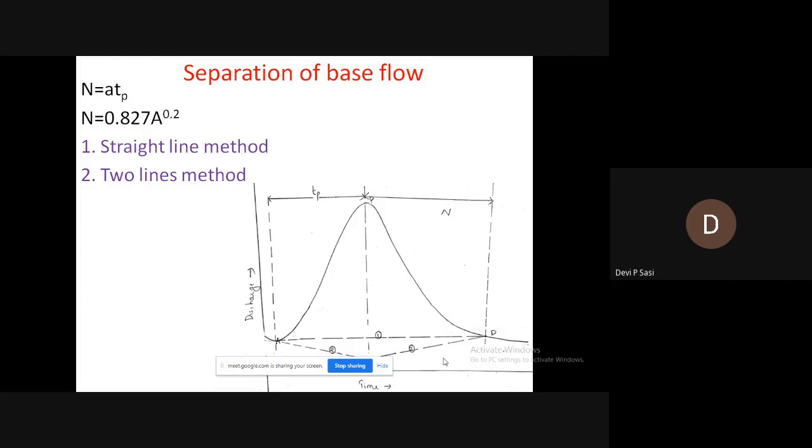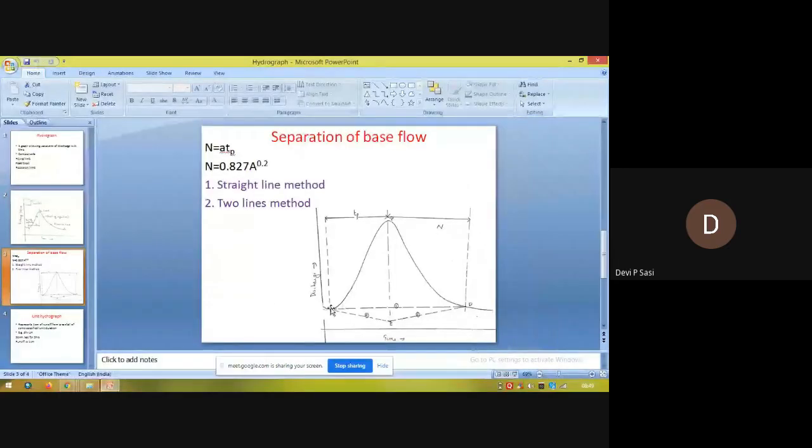The line AD is separating direct runoff and base flow. You can see the straight line AD. We join the starting point of direct runoff to the ending point, so we obtain a line AD. Above AD there is direct runoff, and below that it will be base flow. So we can say the line AD separates or demarcates the direct runoff and base flow. That is about the straight line method.